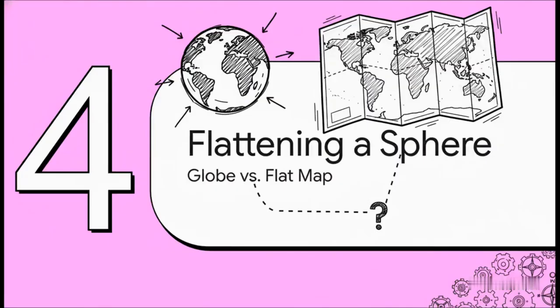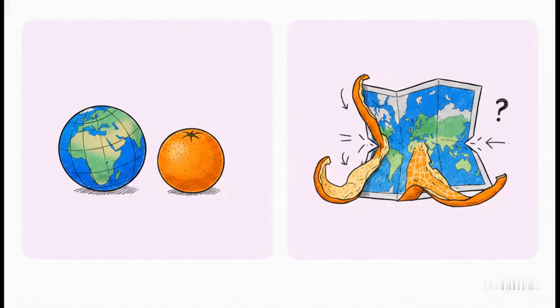All right, moving on to section 4, flattening a sphere. Now that we know how a local map works, we face a much bigger problem. What happens when we want to map not just a city, but the entire Earth? Here is the fundamental geographical dilemma. The Earth is a 3-dimensional sphere, well, almost a perfect sphere. But our maps, books, and screens are two-dimensional, flat surfaces.